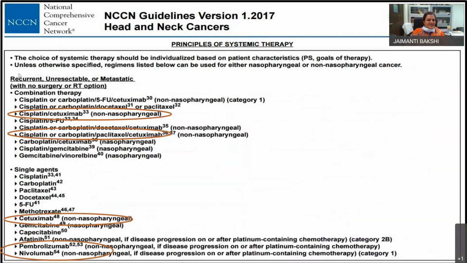And in this slide, we can see that for recurrent, unresectable, or metastatic head and neck cancer with no surgery or no RT option, combination therapy of cisplatin plus cetuximab for non-nasopharyngeal cancers has been recommended. Or cisplatin or carboplatin can be combined with paclitaxel and cetuximab. The other treatment options are in the form of immunotherapy with pembrolizumab and nivolumab for recurrent metastatic oropharyngeal cancer.